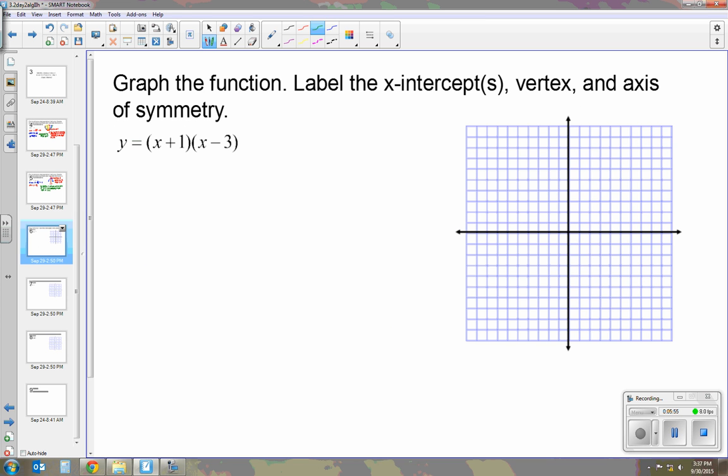Next up, we have one more form to learn. We've learned standard form for quadratics and vertex form, and now this one, what I have right here, is your intercept form.